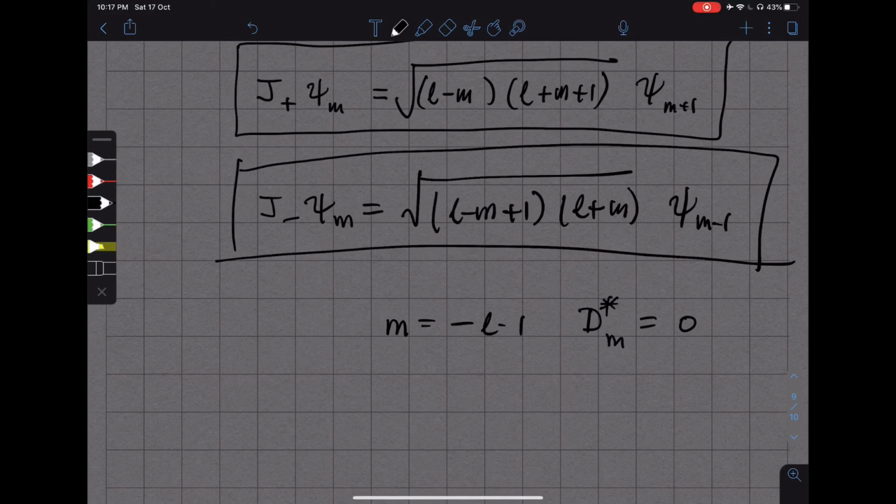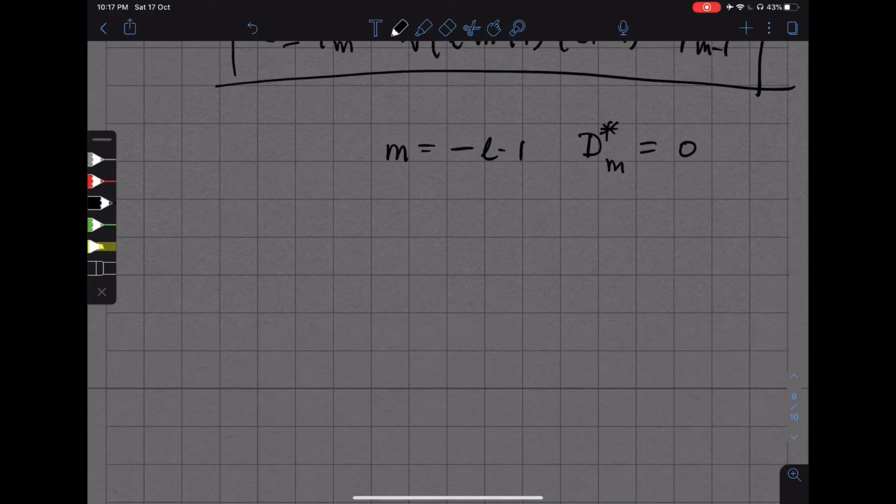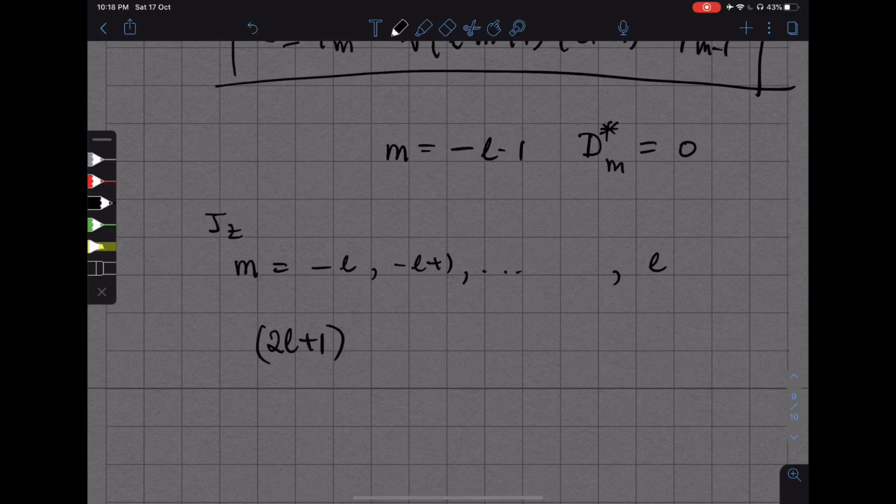So let's review, let's summarize what we have learned. What we have learned is that the Jz eigenvalue M can take values from minus L to plus L. So that means it can take 2L plus 1 values.